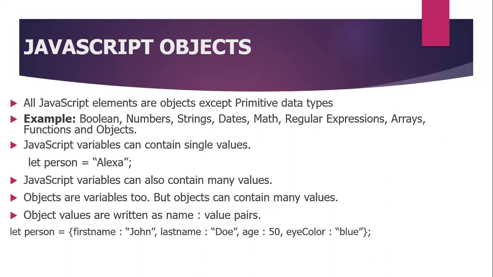JavaScript variables can also contain multiple values. So objects or variables too, but objects can contain multiple values. So object values can also be in the form of key value pairs. The same example, let person is equal to, I'm assigning multiple values for the same person. First name, I'm assigning as John, last name Doe, age 50, eye color blue. So first name, last name, age and eye color will be considered as the keys, and the corresponding values will be John, Doe, 50 and blue.